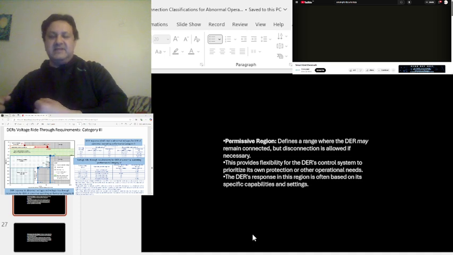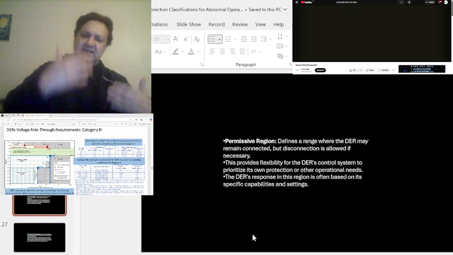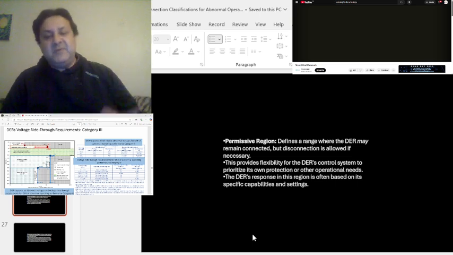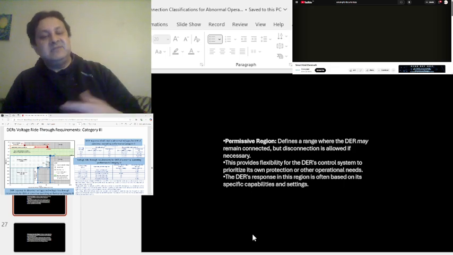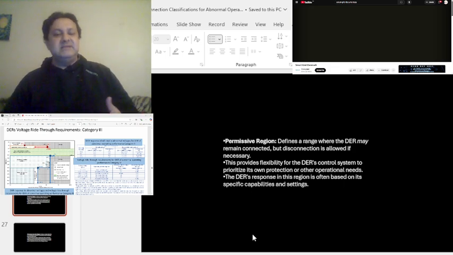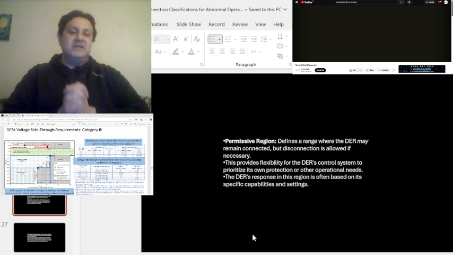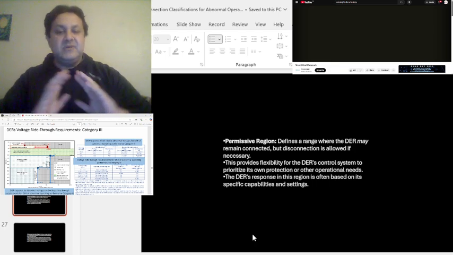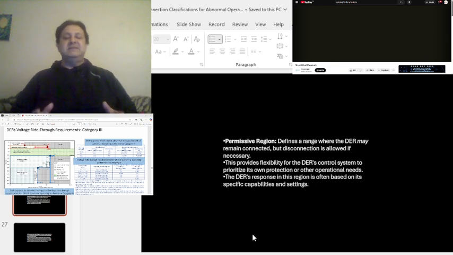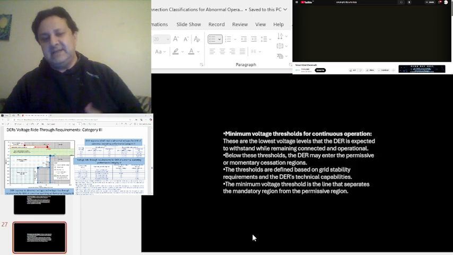Disconnection is allowed if necessary, under certain conditions. This provides flexibility for the DER's control system to prioritize its own protection or other operational needs. Of course, it needs its own protection as well. The DER's response in the region is often based on its specific capabilities and settings. More details.